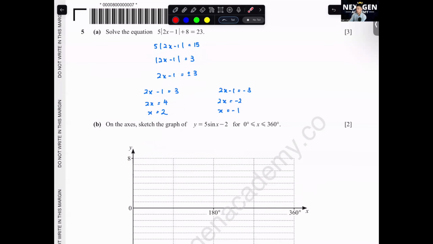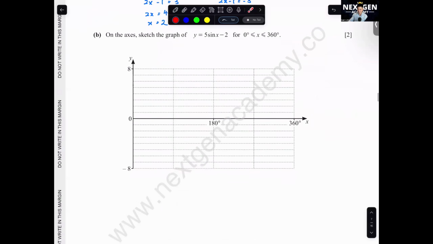Okay, question B. This last time used to be a calculator paper, so you all can just straight away put in the values in the calculator. How to do this right now if you don't have a calculator? Can do or not? Sketch the graph y equals to 5 sine x minus 2 from 0 to 360 degrees. Can we solve this without a calculator? Okay, can lah, because non-calculator paper, right? So you also have to figure it out lah. Okay, so how to do this?